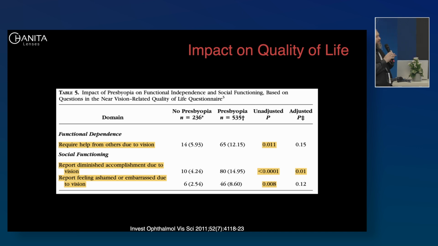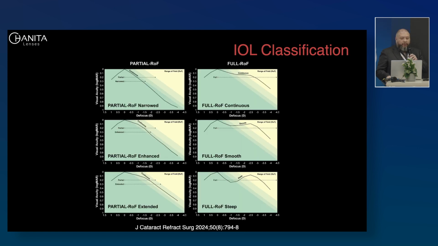And this is even worse. If we ask them about functional independence, how they feel in their everyday life, patients with presbyopia feel they need help from others due to vision more than non-presbyopia patients. That's why I've always said that presbyopia management is essentially a human right, because we are improving the quality of vision of patients. This is the new IOL classification.